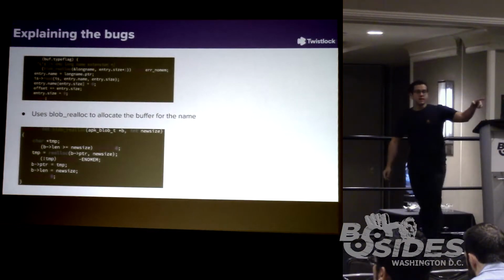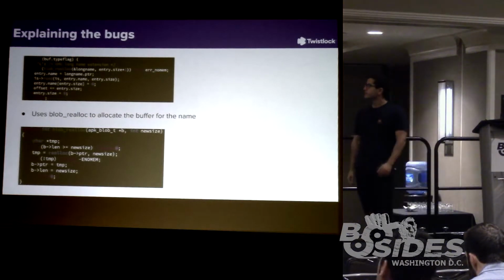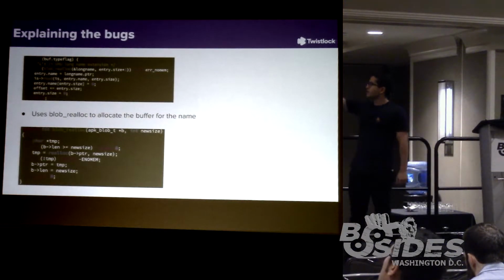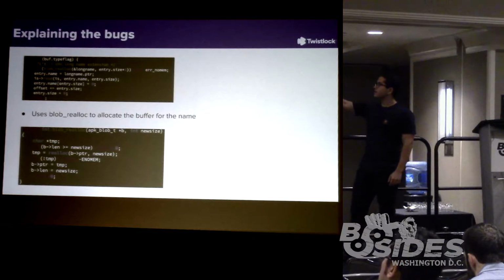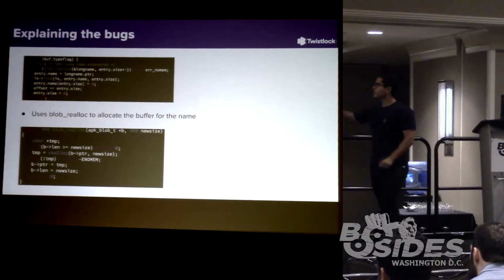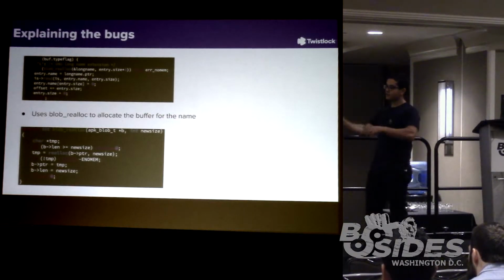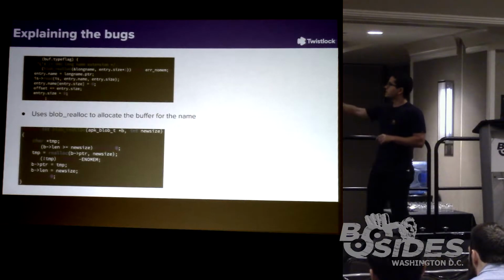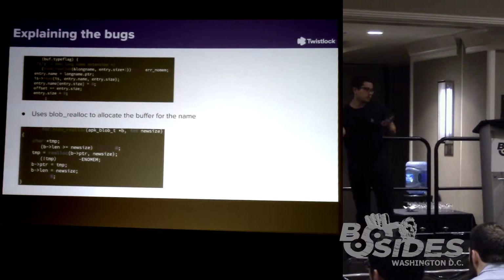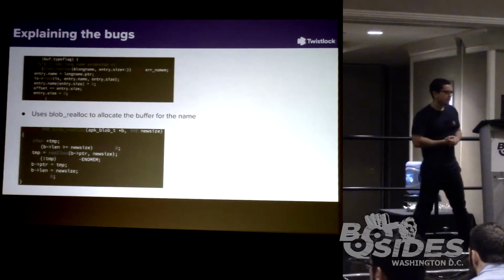So that's from the APK source. What it does is check for the type flag. If it's L, then that's a GNU long name extension. And it does something pretty simple. It takes the long name buffer and allocates it with entry.size bytes. That entry.size is taken from the header, and it's just the size of the file name. That looks all right. I would implement it like that too.